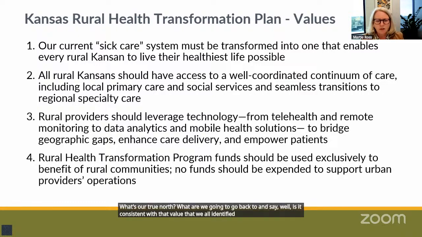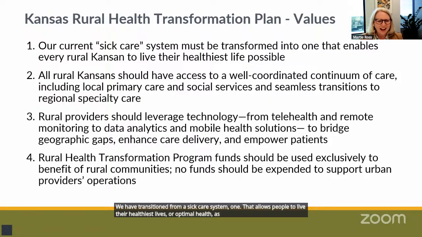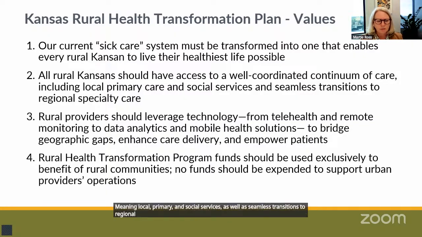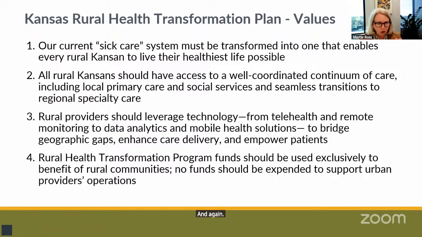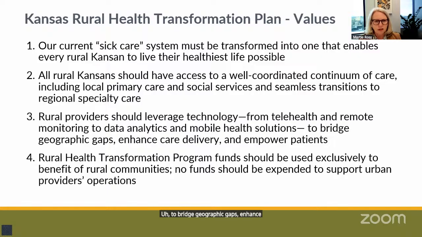And here there are 4 for your consideration, starting with this idea of we have to transition from a sick care system, one that allows people to live their healthiest lives or optimal health, as Chad said. This idea that all rural Kansas should have access to a well-coordinated continuum of care, meaning local primary and social services, as well as seamless transitions to regional specialty care. And again, across all types of services.